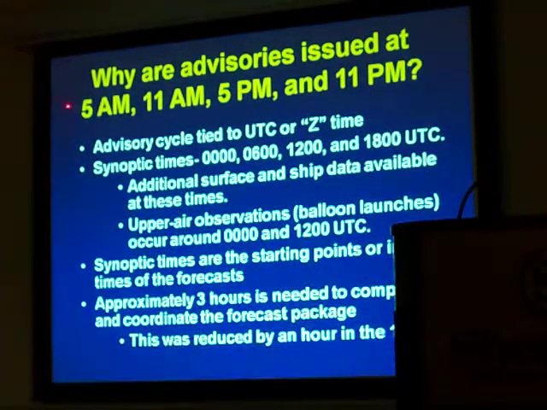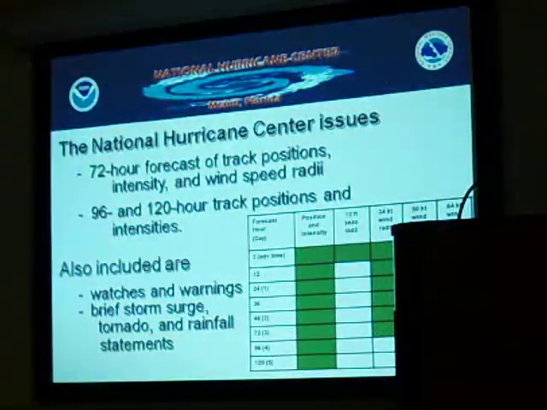I imagine that we issue advisories at 5, 11, 5, and 11, and you might wonder why we do that. That's because the advisory process in general takes about 3 hours, and that's how long it takes to compose the entire forecast package, and so that's about 3 hours after all the synoptic time. So that's why we've settled on those times. This process has been around for quite some time, and we've actually reduced it by an hour since the 1980s.